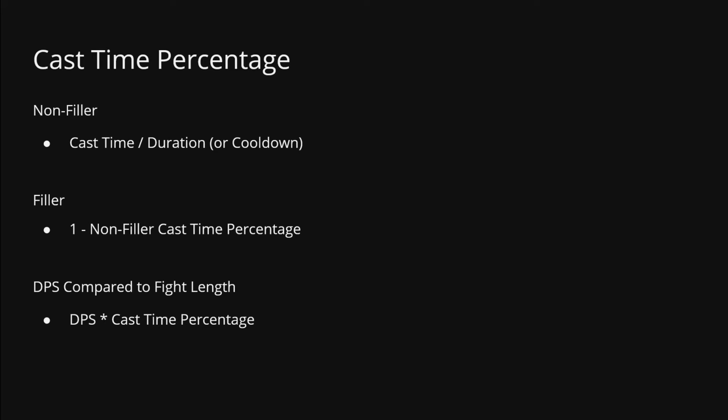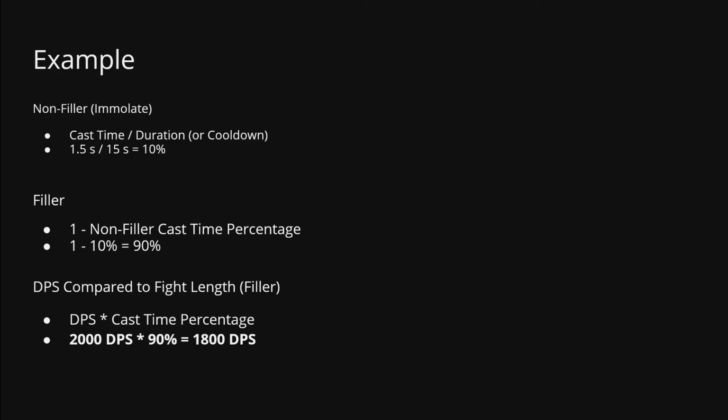The bottom section here, DPS compared to fight length, that is mostly about, you look at how much DPS your spell does, you multiply that out by the percentage of time you're casting that spell, and that arrives at the DPS you're gaining from said spell.